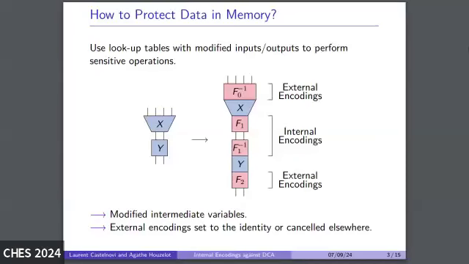So there are two types of encodings. The internal encodings are supposed to cancel each other during the execution. So the input encoding of an operation is the inverse of the output encoding of the previous one. And then you have the external encodings, which are the input encoding of the very first operation and the output encoding of the last one. And these encodings are usually set to the identity or cancelled elsewhere.